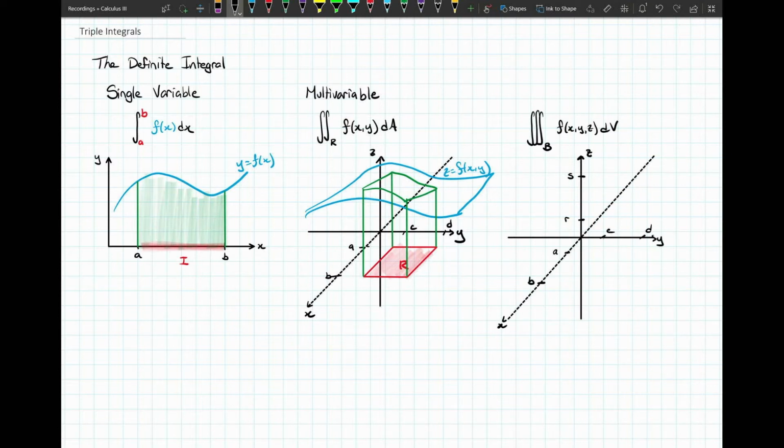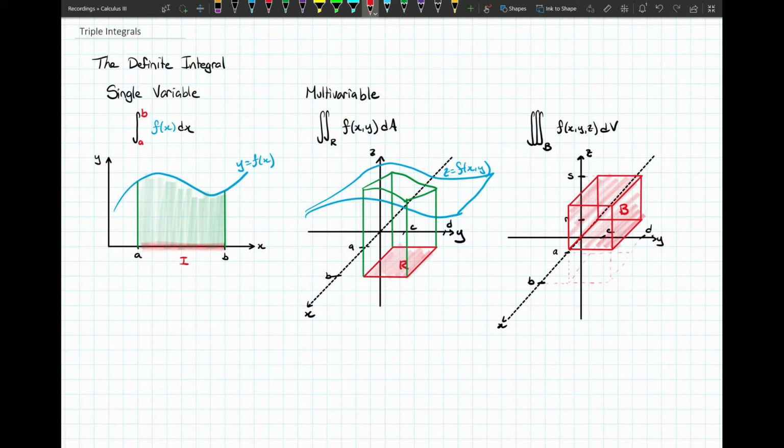Now, for a triple integral, of course, we're going to be starting off with a function of three variables and integrating it over some domain of integration in R3. So let's start off with the most basic shape that we can come up with. We'll just use an interval for x from a to b, an interval for y from c to d, and an interval for z from r to s. Well, that would define a box in R3 then. I've labeled that box B, and we can shade that region in as our domain of integration.